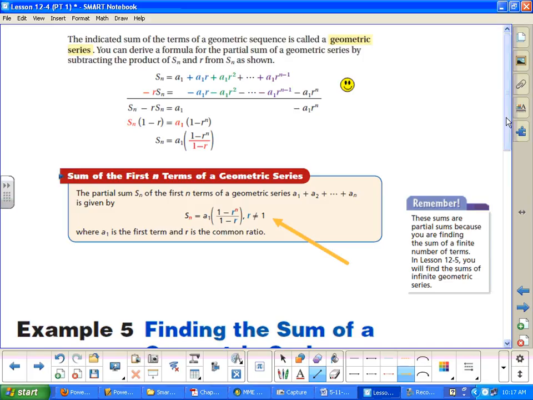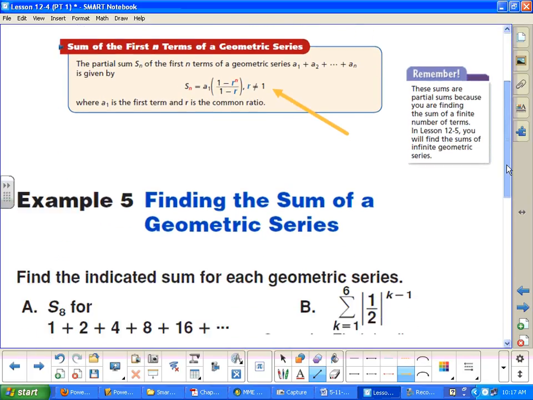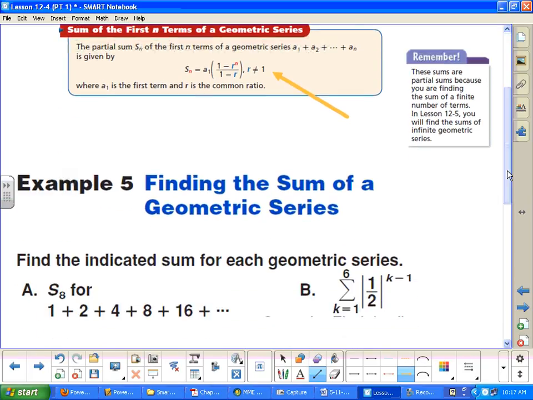So this formula is something, and just like arithmetic, you don't have to use the formula. You can write all the numbers out and add them up if you want. It's up to you. Sometimes the formula helps if there's a lot of numbers. Sometimes you can just add them up and it'll be easier.